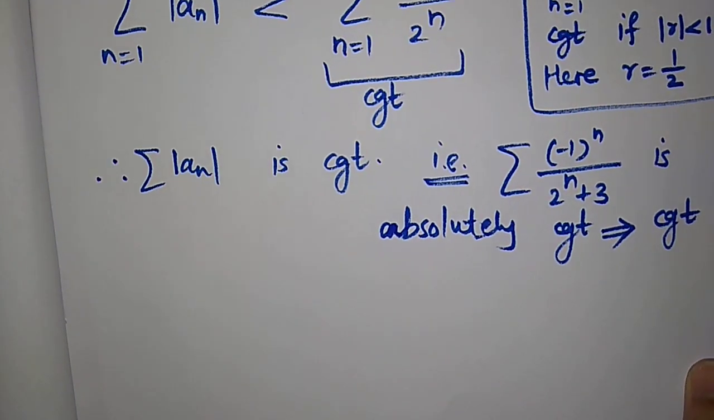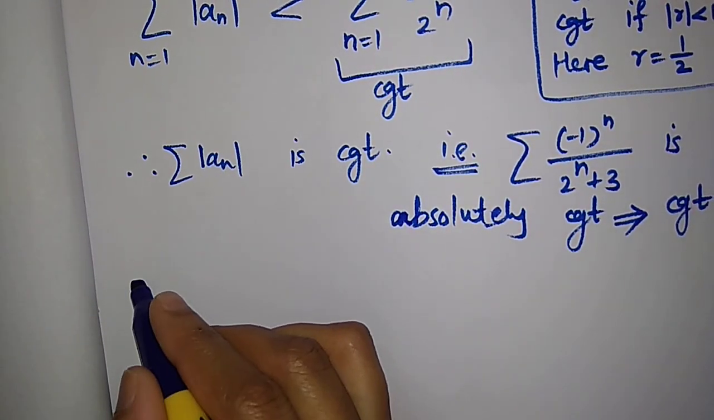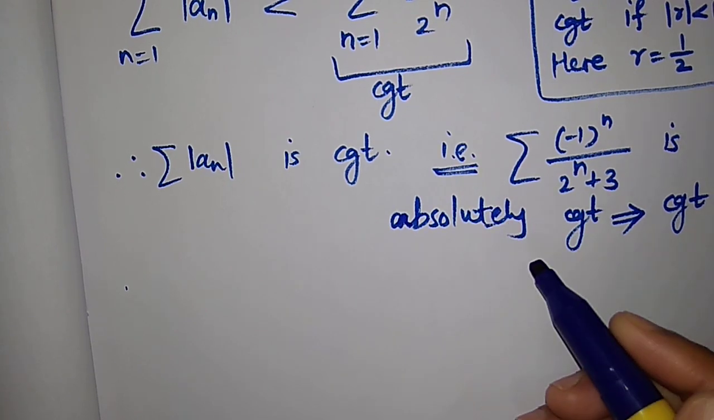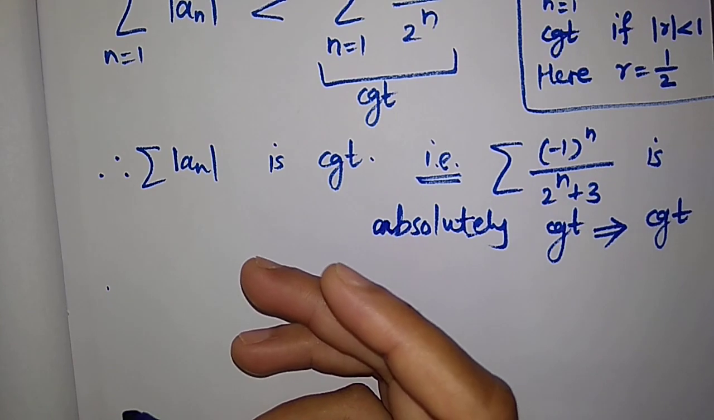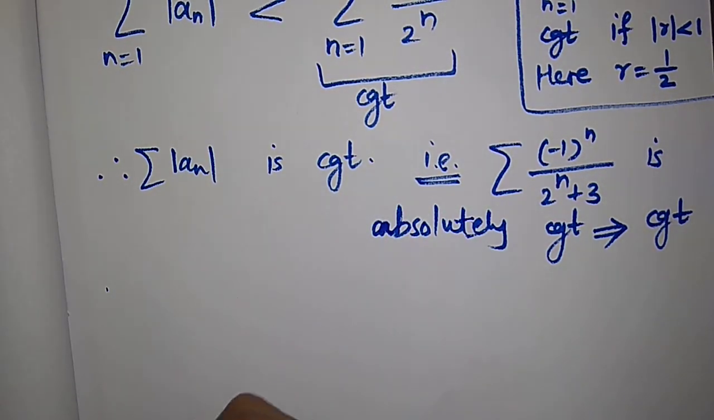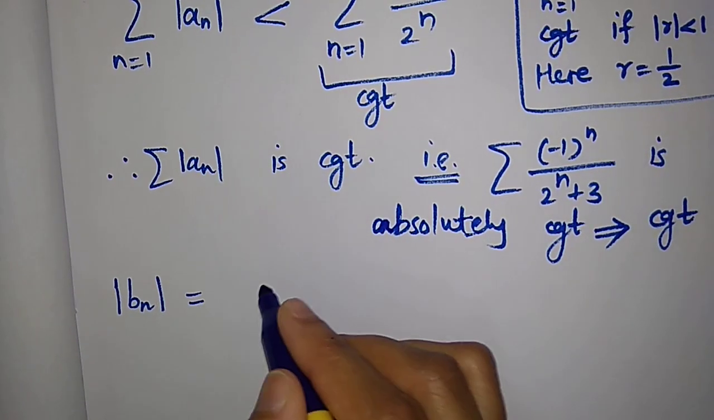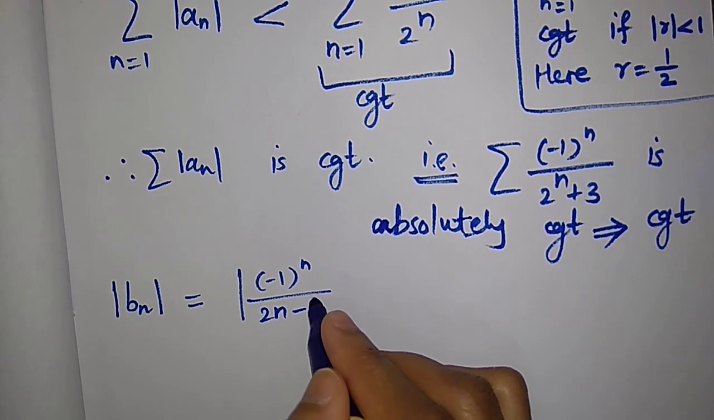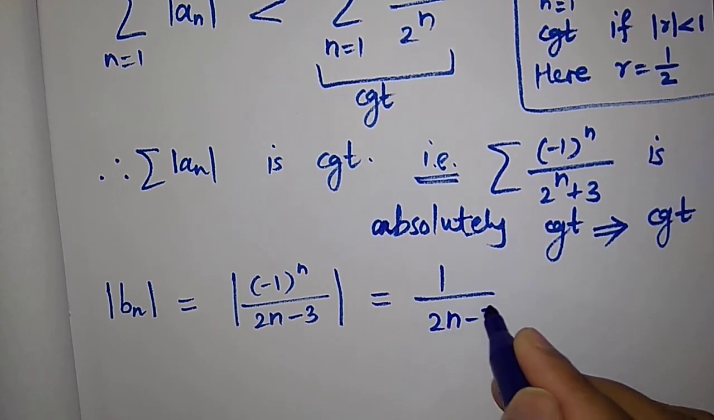Now let us go for summation b_n. We first take the modulus. If it is absolutely convergent, then the series itself is a convergent series. If it is not, then we will go by the Leibniz test to see whether this b_n converges or not. So let us first find its modulus. Modulus of b_n is equal to modulus of (-1)^n divided by 2n minus 3, which is the same as 1 upon 2n minus 3.